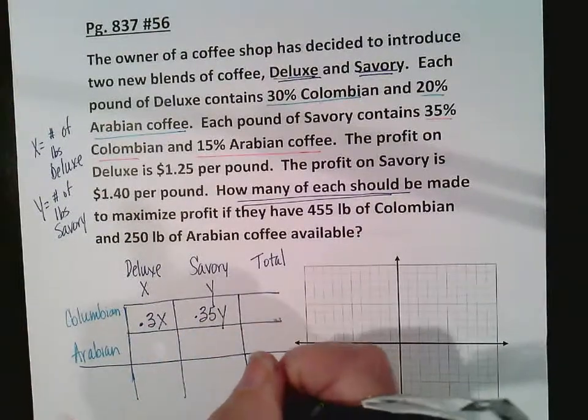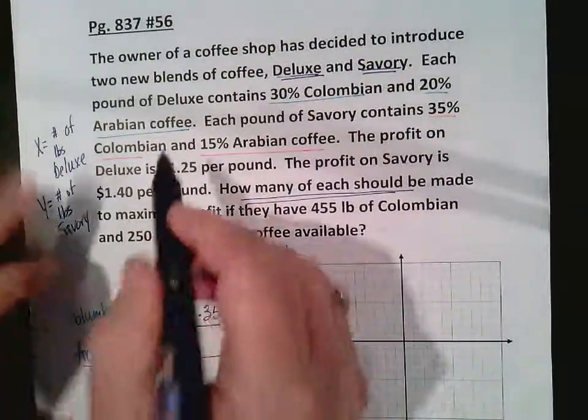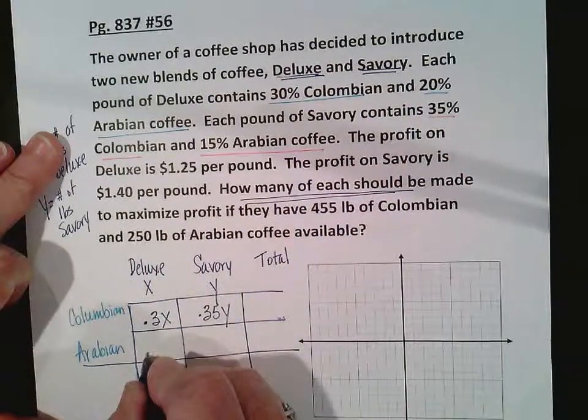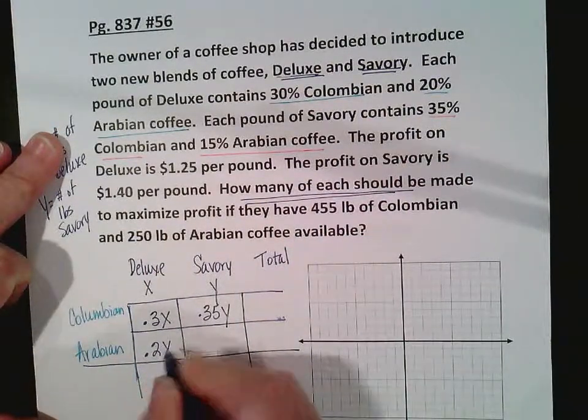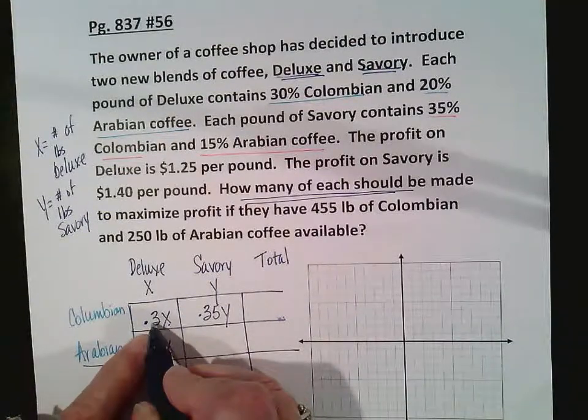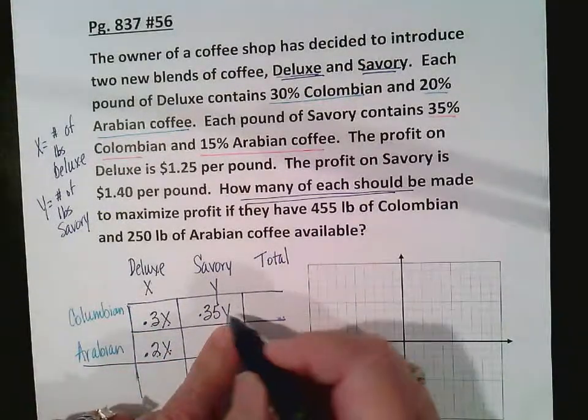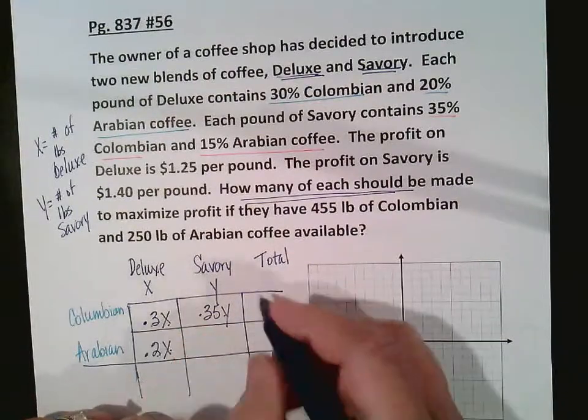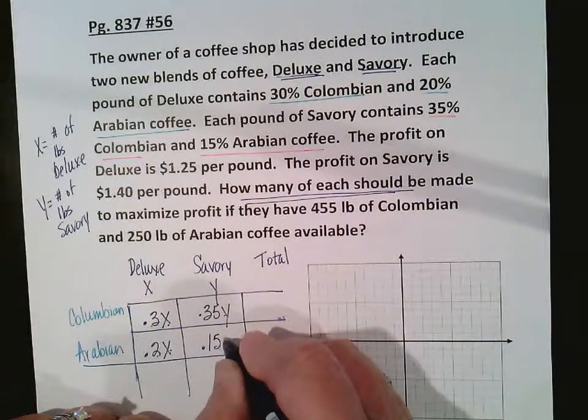And then on the Arabian coffee, I know 20% goes into my deluxe. However many pounds of deluxe I have, 20% is Arabian. However many pounds of deluxe I have, 30% is Colombian. How many pounds of savory I have is 35% Colombian and 15% Arabian.